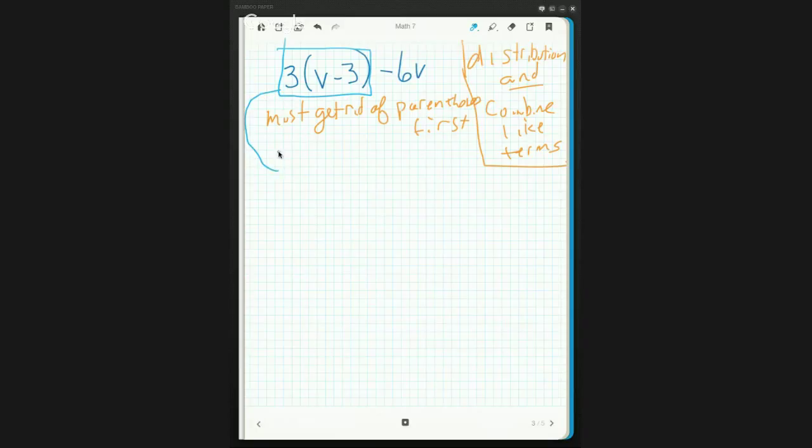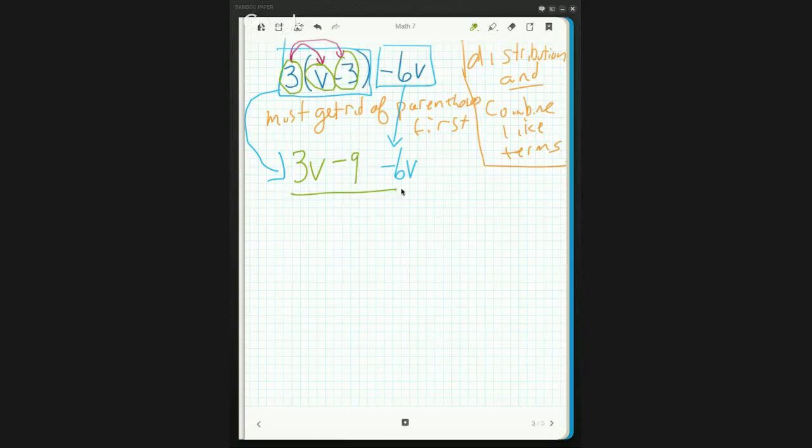So we're just going to take that distribution problem and copy it here. And then we're going to take the other part and copy it down here. So we're just going to put the -6v right here because that's not part of the distribution problem. We're going to do this problem first. Remember how we do that. We're going to take our arrows, and we're going to take our 3 and multiply it by our v and our -3. So 3 times v is 3v. And 3 times -3 is -9.